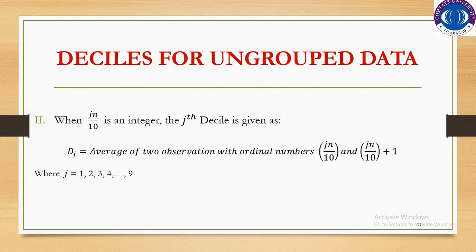Similarly, if j into n by 10 is an integer, you will use the same criteria as you have used in the case of quartile, but you will use 10 in the divisor. And now j is equal to 1 to 9. That is, you can find out D1, D2, D3, D4, D5, D6, D7, D8 and D9. So this is the way to calculate the deciles, which we already used in the case of quartile.